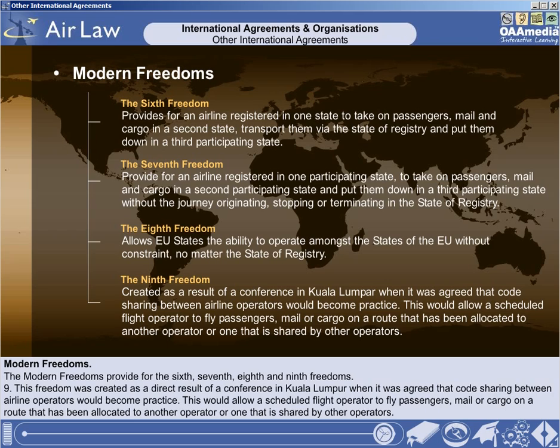Unlike the first 5 freedoms, freedoms 6 to 9 are informal in nature. That is, they are not the consequence of any formal international agreement.